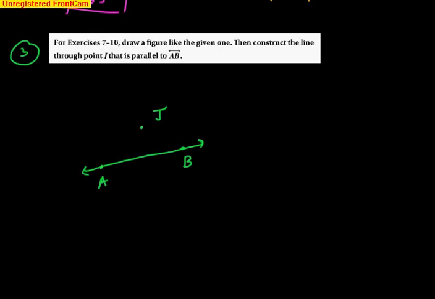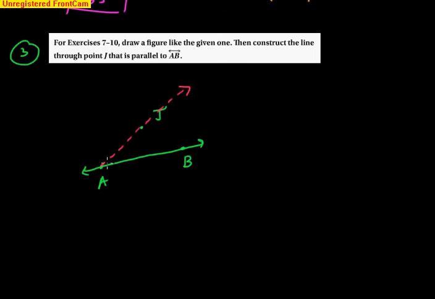Okay, here's the next problem. We are going to construct the line through point J that is parallel to line AB. All right. So it's a couple steps. Remember I put a link to some constructions on my Geometry website. Make sure you watch this, but I'll show you here. First thing I need is an angle. So create an angle. Use your straight edge. Create an angle at A.